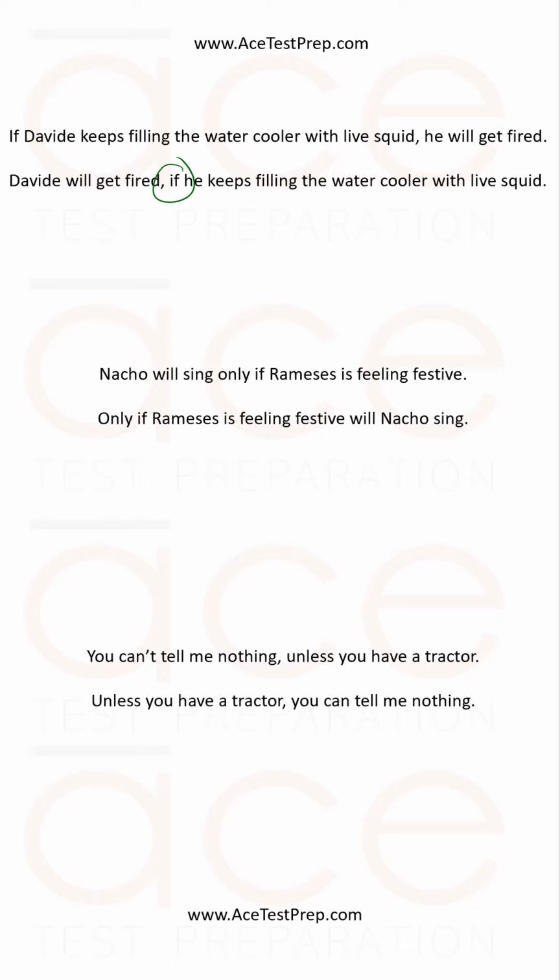If David keeps filling the water cooler with live squid, he will get fired. Now we could also say that same thing, but switch around the clauses and say David will get fired if he keeps filling the water cooler with live squid. But still, all we have to do is find the if, and then whatever is directly after that is going to be the trigger condition, the antecedent, or the if portion. And so if we were diagramming that up, we would say something like, if squid, then fired. And so squid will tell us fired.